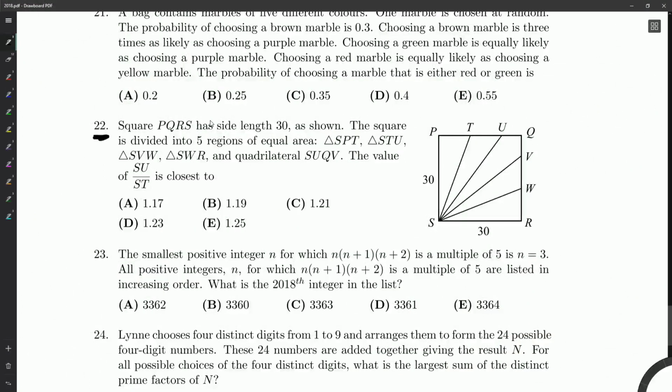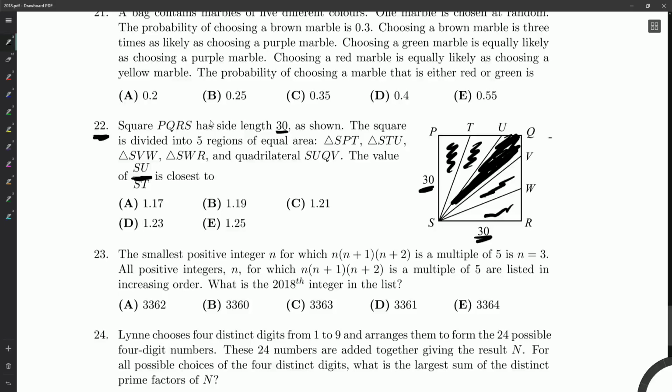Square PQRS has a side length of 30. The square is divided into 5 regions of equal area. So this area is equal to this area, this area, this area, this area. Triangle SPT, STU, SVW, SWR, and this quadrilateral SUQV. The value of length SU over length ST is closest to.